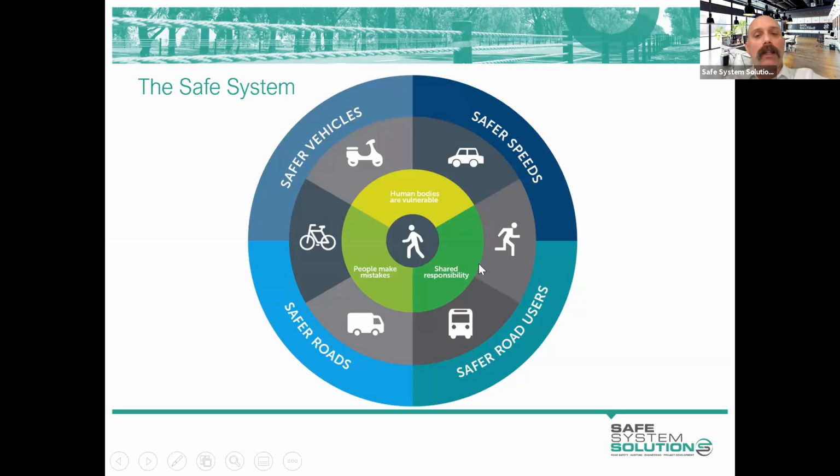The principles we talked about: human bodies are vulnerable. There's only so much force we can take, and I'll come back to that because that's so important to our safe system assessment. People make mistakes, so we're assuming crashes happen. We're not encouraging that, and we're trying to minimize the number of crashes, but we are acknowledging we're dealing with fallible humans, and these issues will happen. We need to manage the energy associated with those, and we have this shared responsibility.